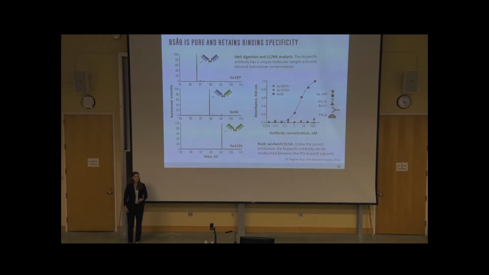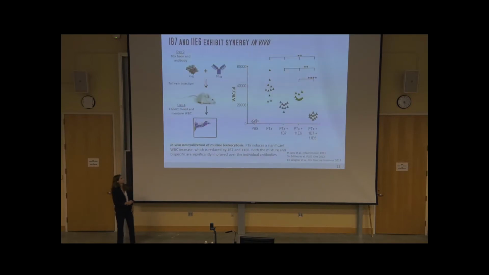Here I'm showing another one of those ELISAs, but in an inverse position. First I have the B subunit, which only binds 11E6 specificities, then the antibody, then the A subunit, which only binds the 1B7 specificities, and finally a detector. So we can only complete this sandwich and get a signal in the case of the bispecific antibody. So that's good confirmation that this actually worked.